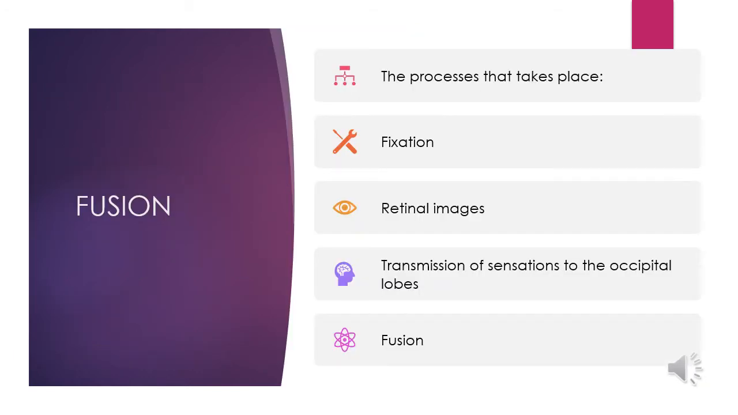So in this slide, we'll see the steps that occur before fusion. First is the fixation of the object. Second, the retinal images that are formed. Third, the transmission of these sensations to the occipital lobes. And then the fusion.